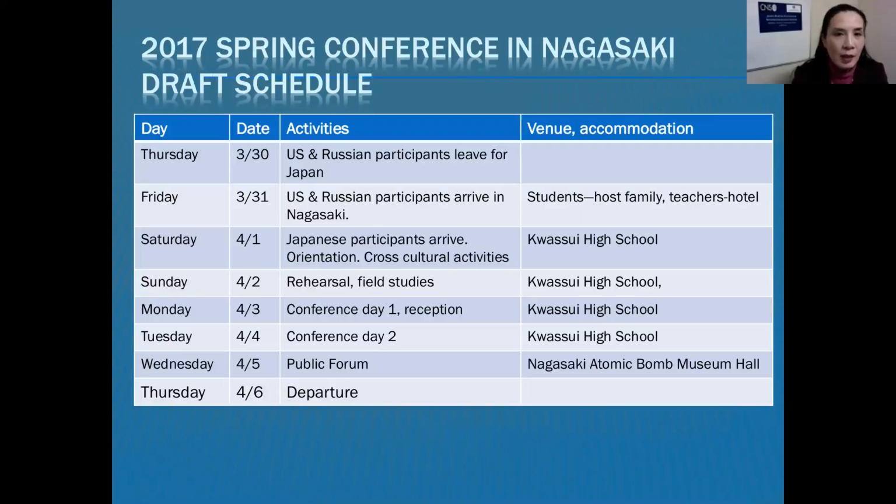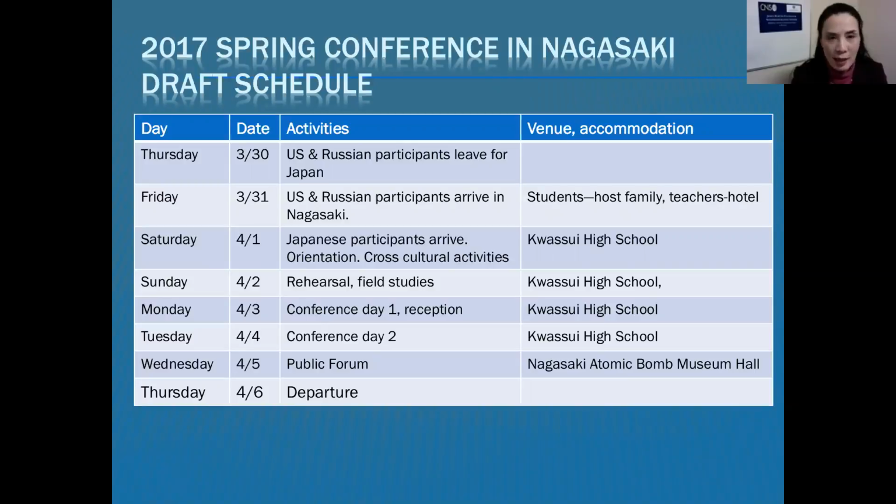Then Saturday, April 1st, Japanese participants are going to arrive. And on that day, we are going to conduct orientation for all the participants. Then we also plan to have some cross-cultural activities at Kasui High School.